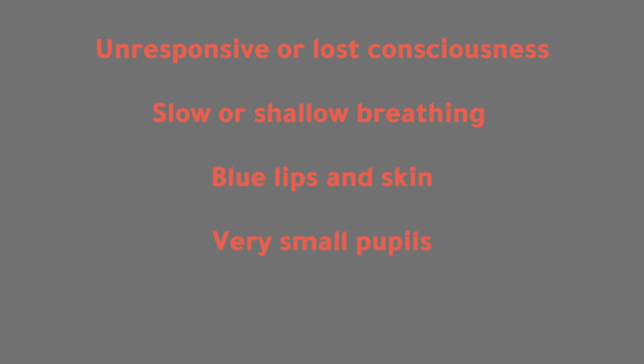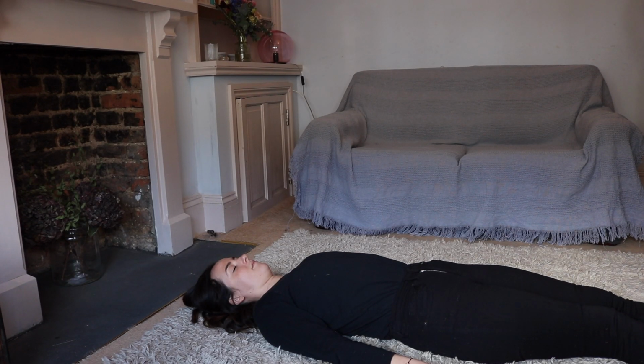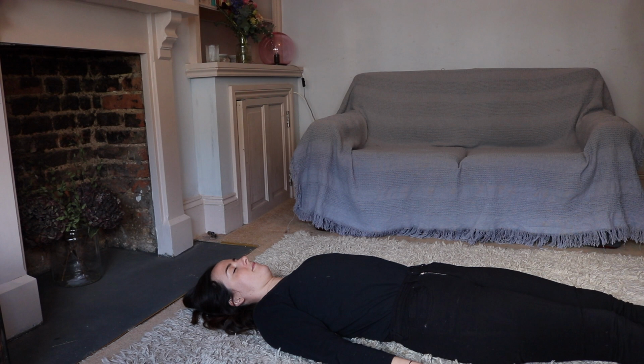There are many signs that may indicate someone has had an overdose, such as if the person is unresponsive or has lost consciousness, slow or shallow breathing, blue lips and skin, very small pupils, and deep snoring. If you think someone has had an overdose, you can follow some simple steps that could save a life.